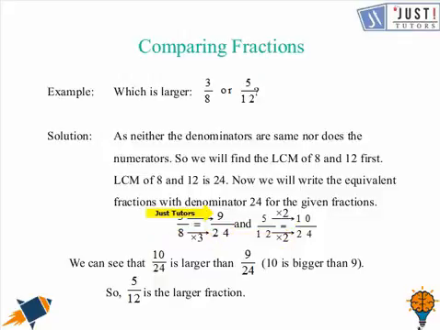So we just need to compare the numerators, which are 9 and 10. And because 10 is larger, hence 10/24 would be the larger fraction. But remember, this was not the original one as given in the question. So we can sum up it as 5/12 is the larger fraction.